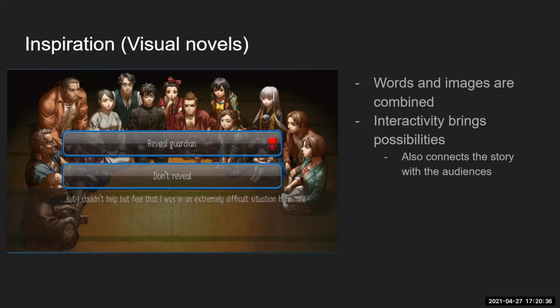And usually visual novels are interactive to audiences in a way that you can choose where the story goes. It really depends on your personal feelings about the story. So up here you can see there are two very different choices that you can choose.